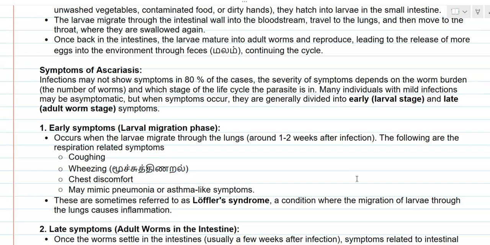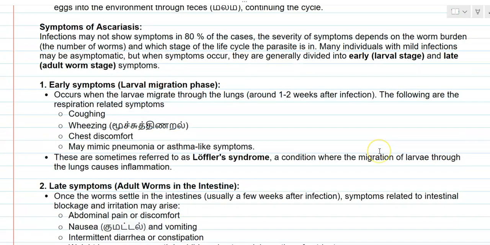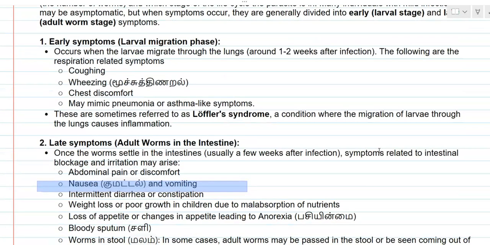Many individuals with mild infections may be asymptomatic, but when symptoms occur, they are generally divided into 2 types: early stage symptoms, which are mainly caused by the larval stage of the roundworms, and late stage symptoms that are caused by the adult roundworm stage. First, we look into the early symptoms, which commonly occur during the larval migration phase. In that phase, you can see these symptoms in the host.